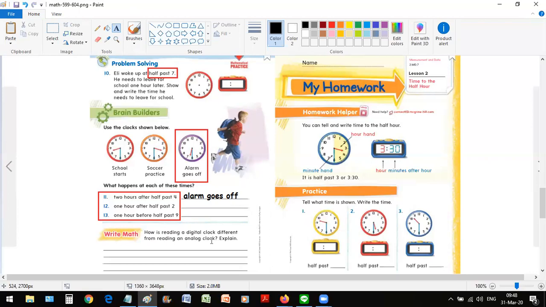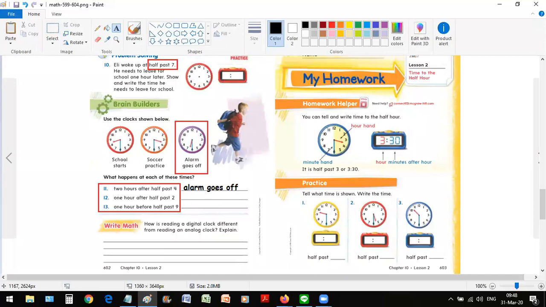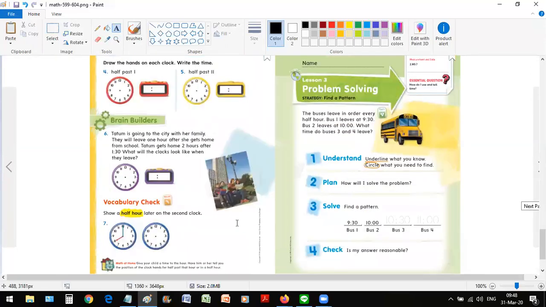And what you need to do as an assignment for today, and take photos of pages and submit them to me in Google Classroom or to my private line, is pages 603 and 604, which means the My Homework pages. This one here, and the next one, this one here, okay? When you finish them, take photos and send them to me. Basically, that's all you need to do today for maths.